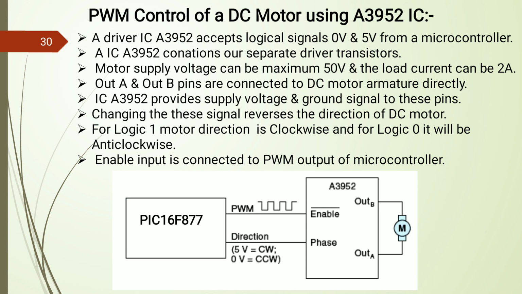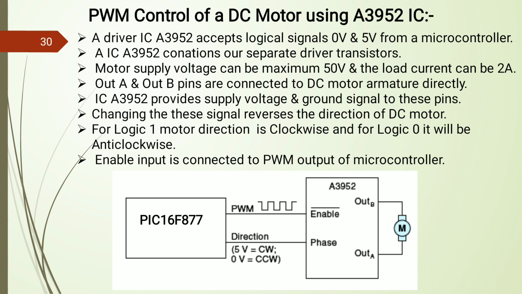So if we apply the PWM pulse to the enable pin, according to that, the supply connected to out A and out B is varied. Based on that, the speed of the DC motor is controlled or varied. For a higher duty cycle, the speed of the DC motor is more, and for a lower duty cycle, the speed of the DC motor is less. So RPM is controlled with the help of variation in duty cycle provided by the PIC microcontroller.